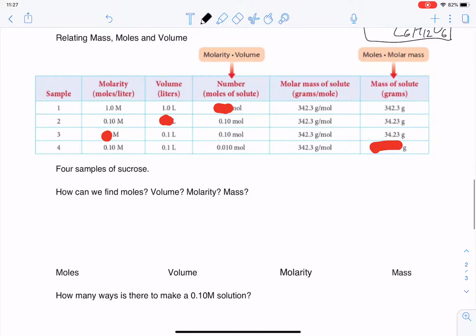Hey guys, this is part 2 for preparing solutions, and in this video we're going to take a look at how we can relate mass, moles, and volume. So how we can convert between the three of them using molarity as well as using the molar mass. Okay, so we're just going to fill out this table here below using the table up here.